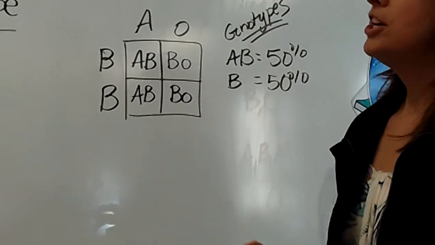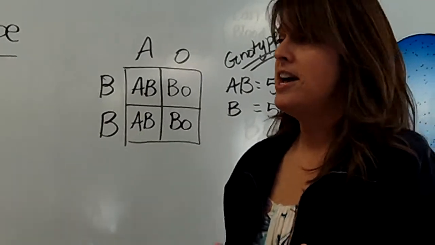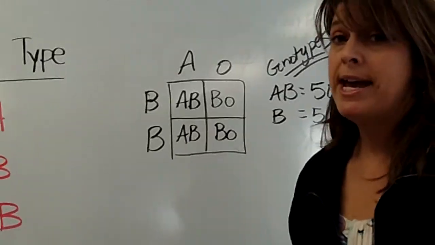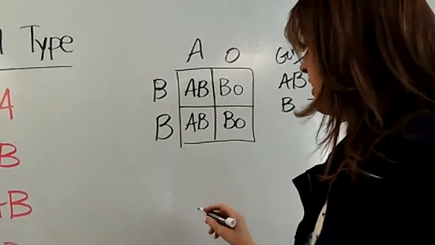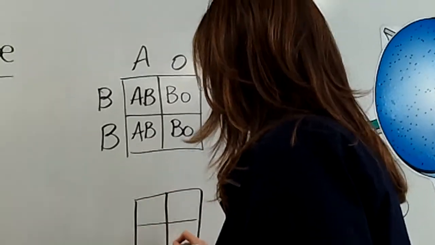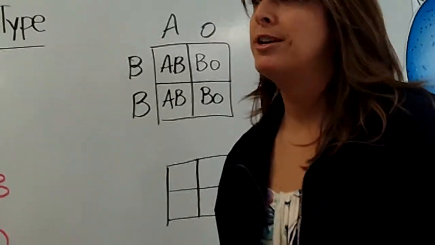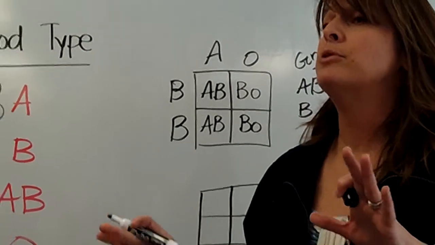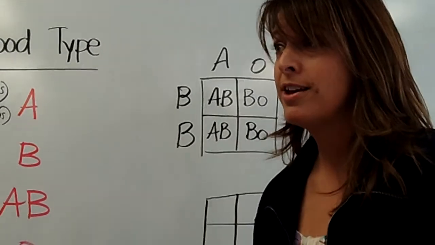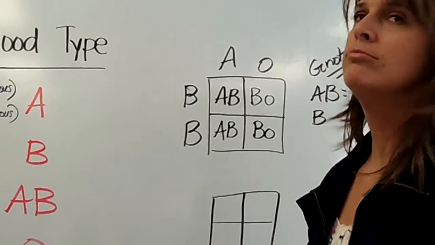Okay? So is there a chance that two parents with type A blood could have a child with type O blood? What do you guys think? Is it possible with two parents with type A blood? Could they have a child with type O? They're saying yes. No. Oh, we had one no.